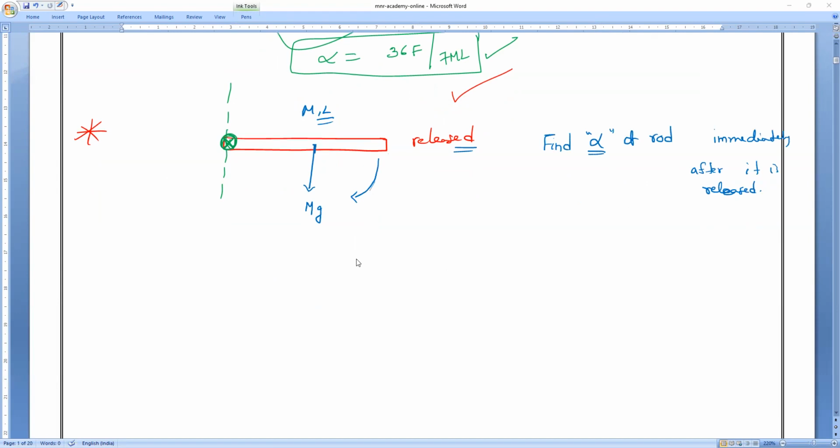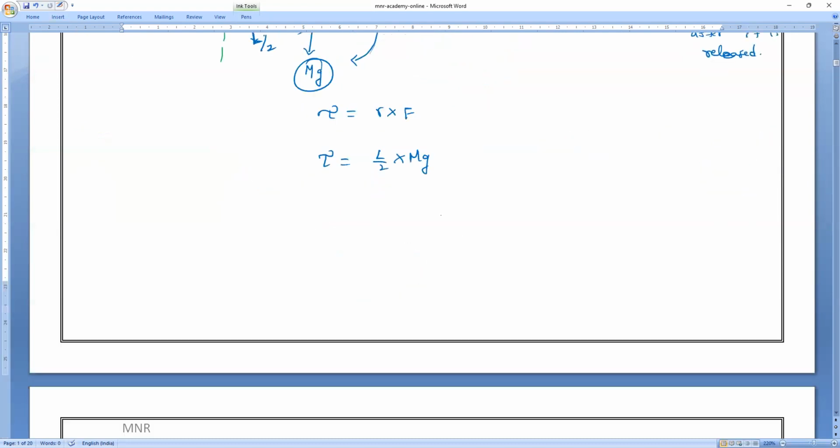So what is the formula? Tau equals what? Torque equals R into F. It is acting exactly at the middle, so R will become L by 2, since the total length is L. F equals mg, because it is just released. Tau also has another formula: I into alpha equals L by 2 into mg.